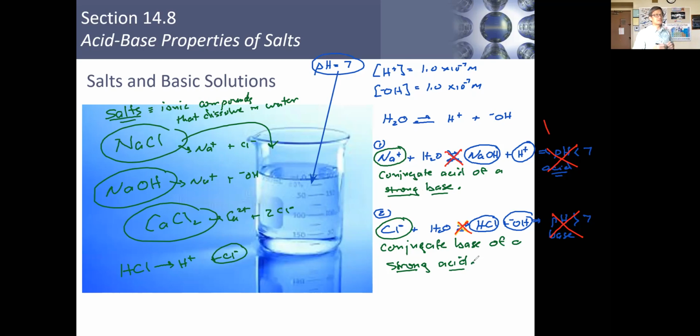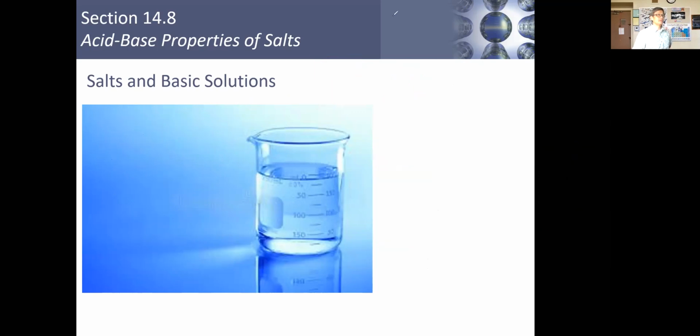So whenever you have a salt, an ionic compound that is made up of either the conjugate acid of a strong base, or the conjugate base of a strong acid, if one of the ions can possibly be derived from a strong base or a strong acid, that ion does nothing to the pH of the water itself. Okay. All right.